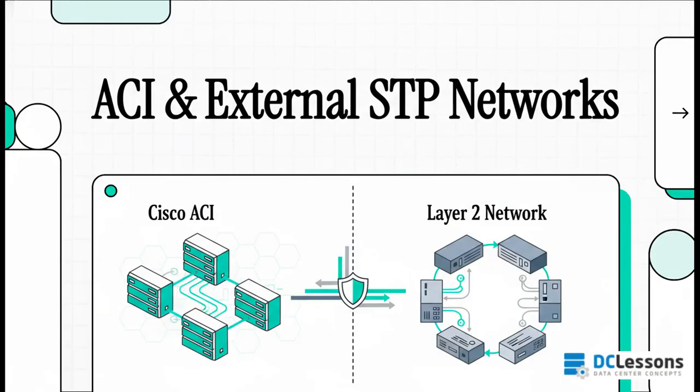All right, let's dive into a topic that trips up a lot of network engineers. How exactly does Cisco ACI, a fabric that famously does not run Spanning Tree, connect safely to all our traditional Layer 2 networks that absolutely depend on it? It's a really important question.